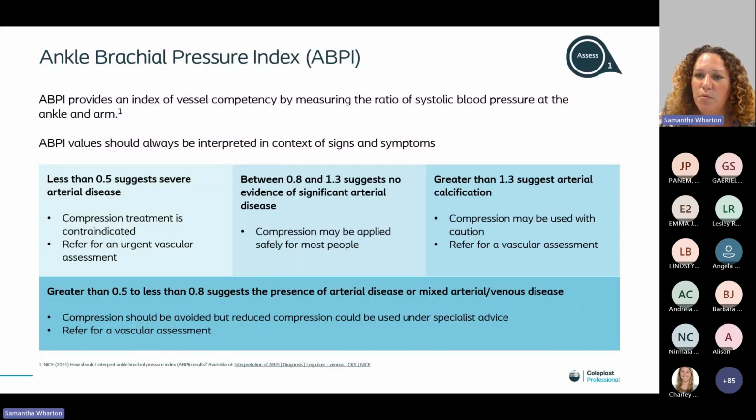If it's greater than 1.3, it suggests arterial calcification. So compression may be used with caution, but you need to refer for a vascular assessment to have those vessels properly assessed. Greater than 0.5 to less than 0.8 suggests the presence of arterial disease or mixed arterial venous disease. Compression should be avoided, but reduced compression could be used. And then again, you just need to refer on to your specialist for advice and refer to vascular for a more thorough assessment.